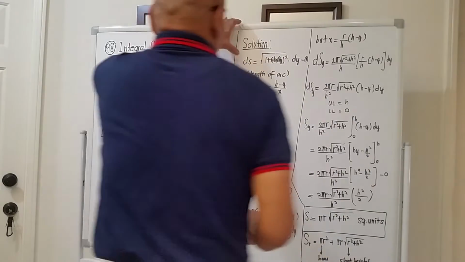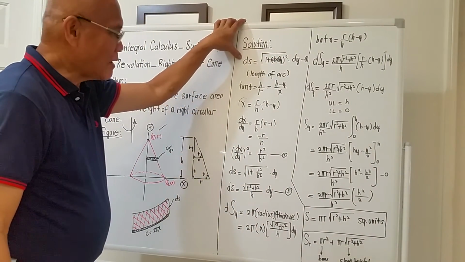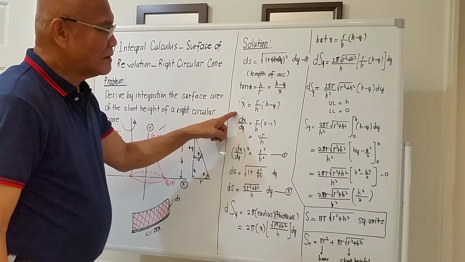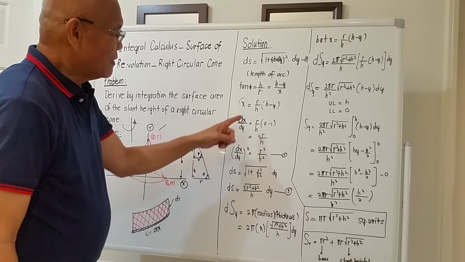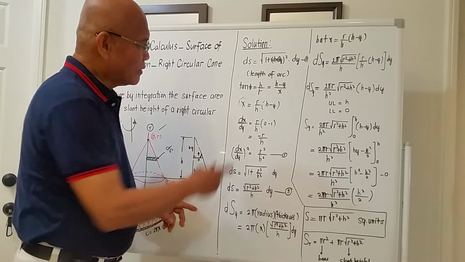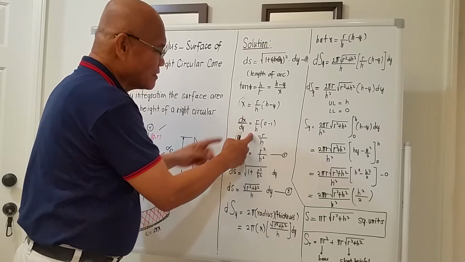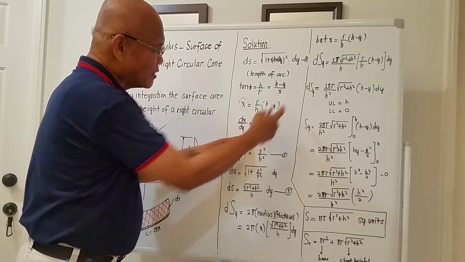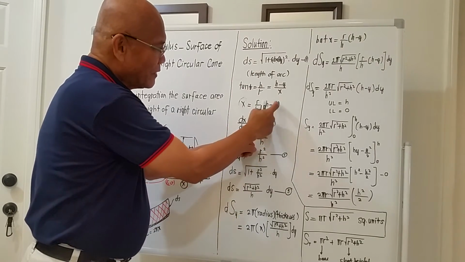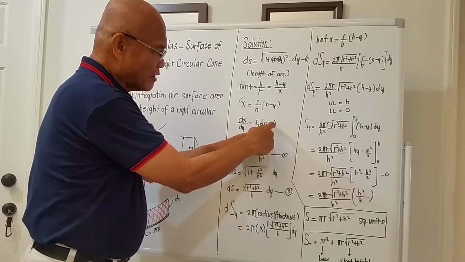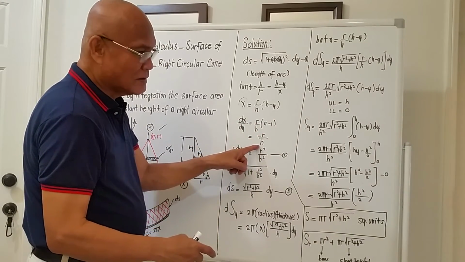In the formula for the differential length of arc, we need the quantity dx over dy squared, okay? We are now given x. So taking the differential with respect to y, dx over dy will be equal to, radius is constant, altitude is constant, so it will be r over h times the differential of h minus y. The differential of h with respect to y is 0. The differential of y with respect to itself is negative 1. So dx over dy is actually negative r over h.